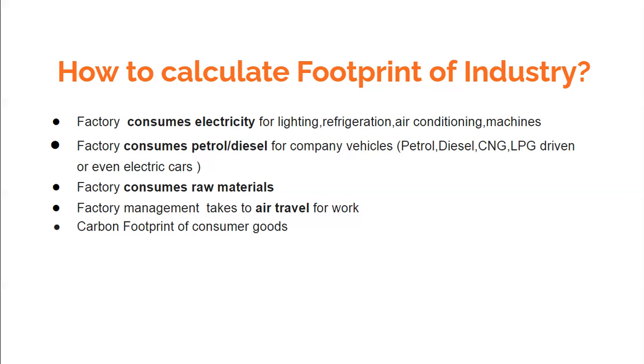Different from the family consumption basket are the raw materials. So raw materials in and out of the industry would be considered in the carbon footprint calculations. Factory management taking to air travel for work might form a major carbon footprint contributor, and the consumer goods which are rolled out from the factory gates, the carbon footprint of that would also matter. So for the raw materials and consumer goods, something called product emission factors need to be considered.